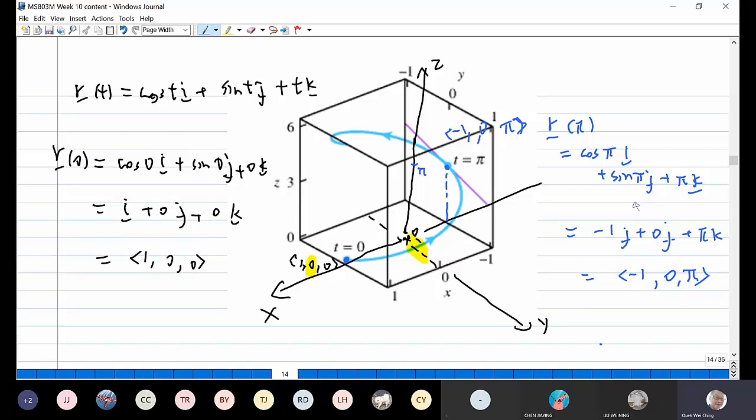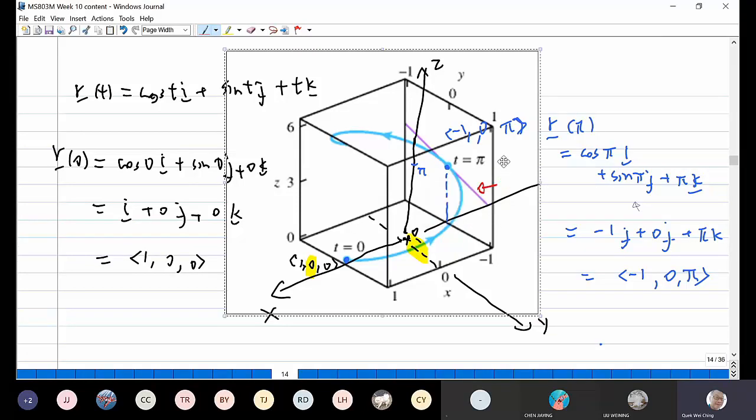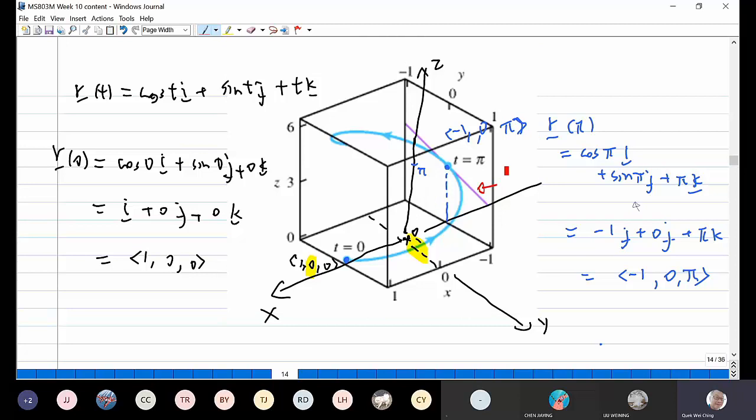From there, we find the tangent direction. The purple one is a tangent vector. How does the tangent vector move? You can see the direction. It always moves in the direction of the curve. Tangent vector is this way. Move in the direction of the tangent vector.